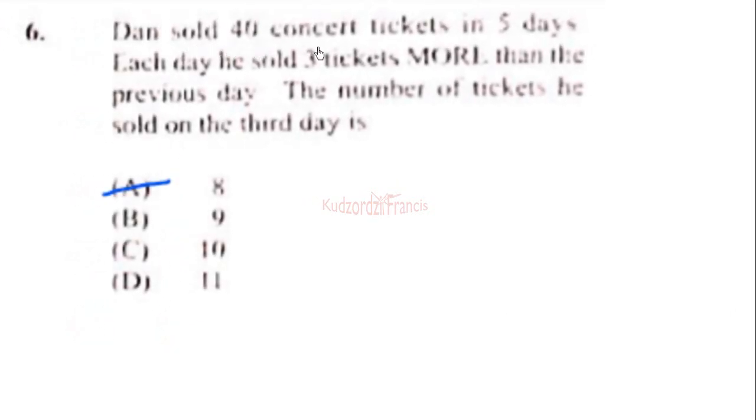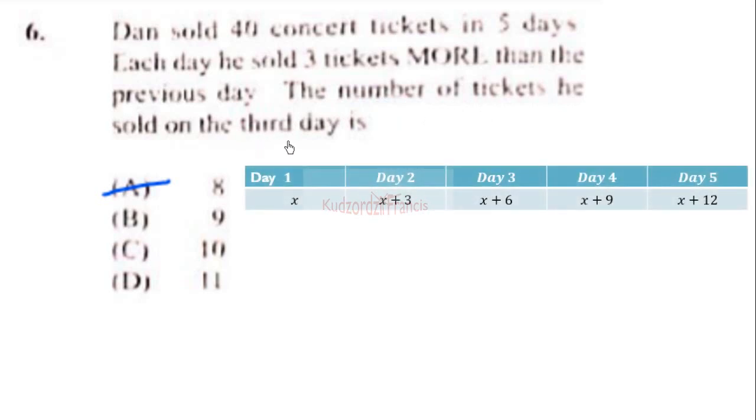Dan sold 40 concert tickets in 5 days. Each day he sold 3 tickets more than the previous day. The number of tickets he sold on the third day is. So let's say this is day 1. He sold X tickets, X number of tickets that we don't know. Then day 2 will be 3 more, so it will be X plus 3. Day 3 will be X plus 6. Then day 4 will be X plus 9. Day 5 will be X plus 12.